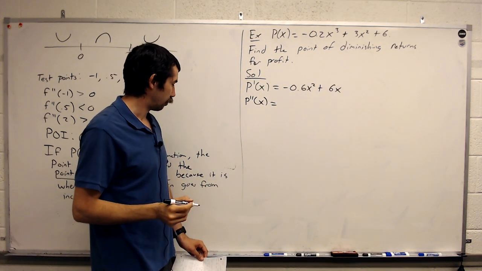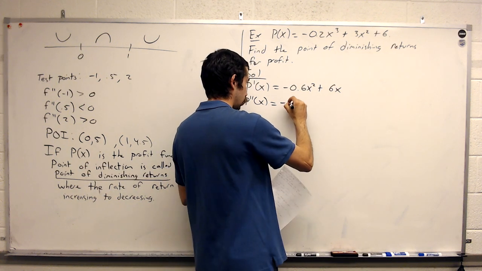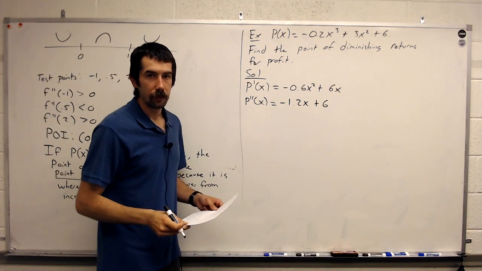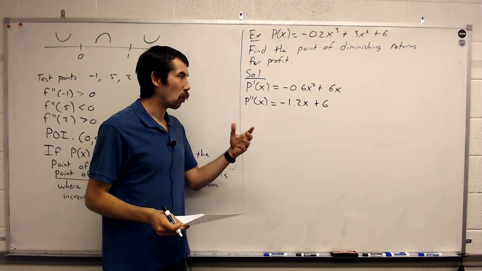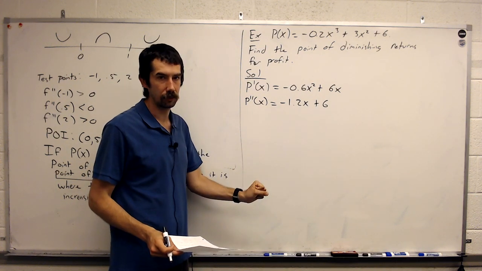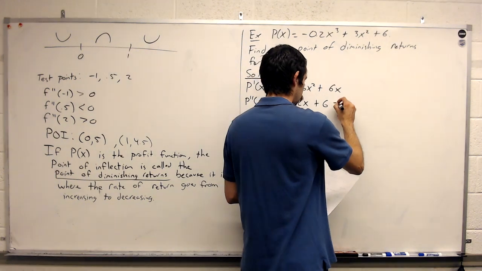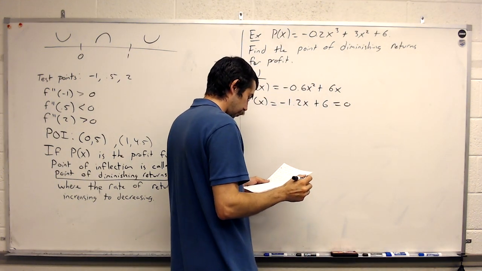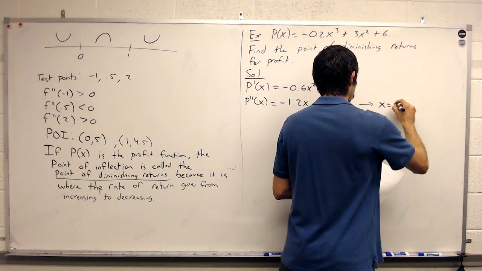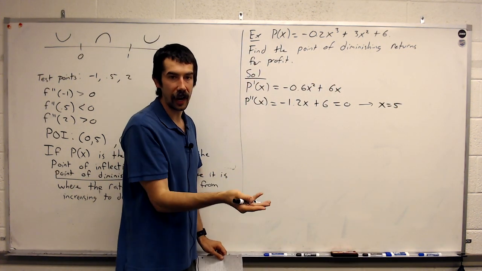We need our second derivative. Bring the power in front. Negative 1.2x plus 6. We want to find when this is 0 or undefined. It's never undefined, right? There's no dividing by 0. So let's just find when it's 0. And so this is 0 when x equals 5. So if there is a point of diminishing returns, it occurs at x equals 5.